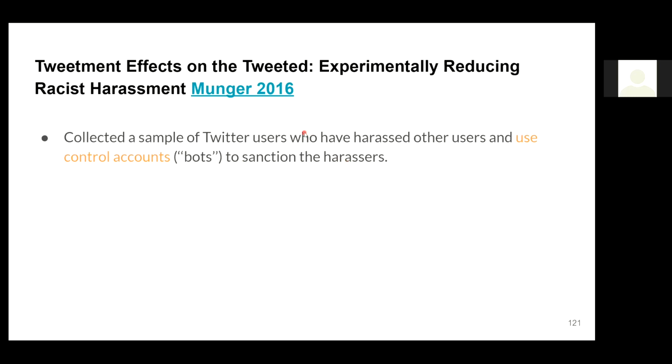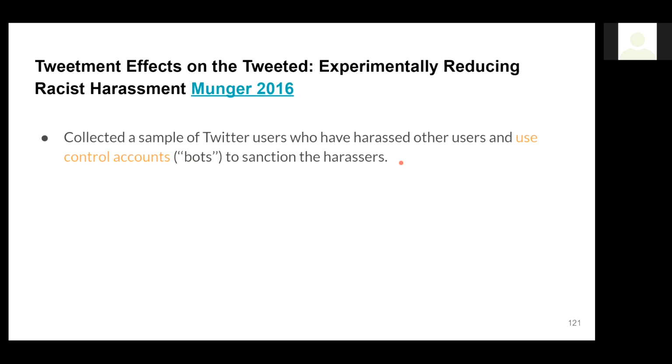Finally, I would like to talk about the treatment after. This was one of the studies that has actually implemented and shown the effect. This is by Munger et al. from 2016. What the author basically did was collect a sample of Twitter users who have harassed others, and in this case, the authors have fixed it to the Black community. So these are white users who were harassing the Black community, and the author used control accounts to sanction the harassers. These are bots, and the bots have specific properties that the authors can set, in terms of the number of followers or the race of the account.